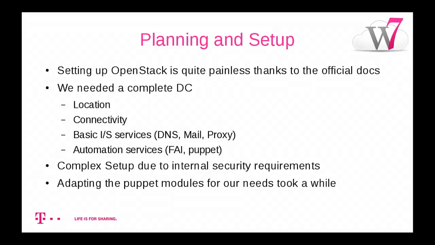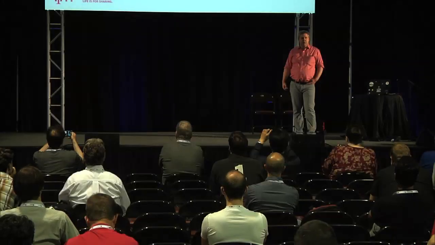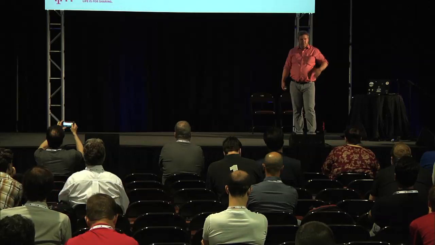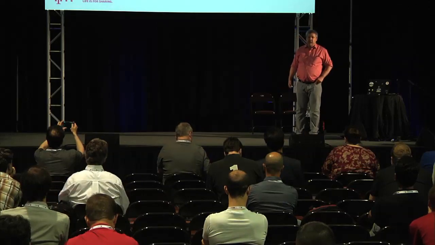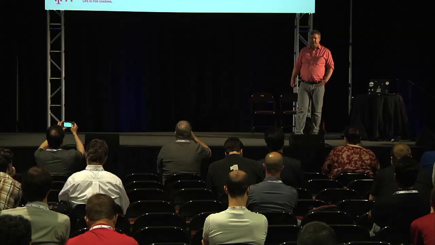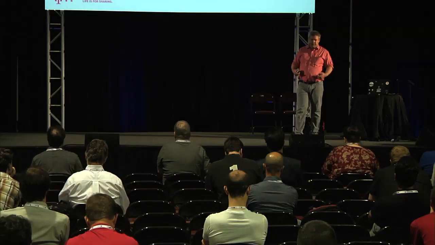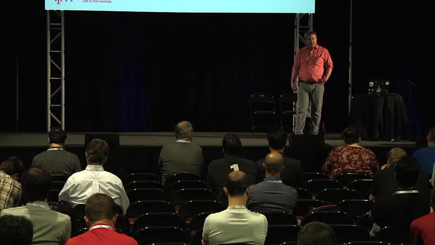When we came into planning and setup of the environment, the first thing we realized was that setting up OpenStack is quite painless. There are very good official docs available, and it's very easy to get OpenStack up and running if you follow these docs. But we needed a bit more. We needed to set up a complete data center, so we had to find a location for it. We needed connectivity, some basic infrastructure services like DNS, mail, proxy, and of course all the automation stuff around it, which is our install server and Puppet and monitoring and so on. So this was a little bit complex setup.